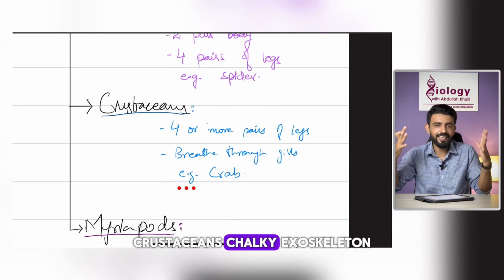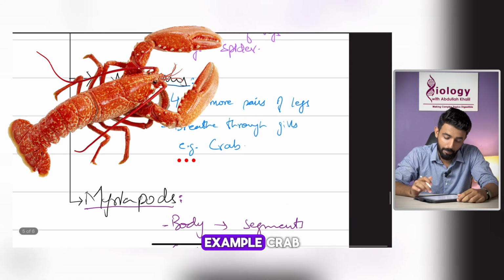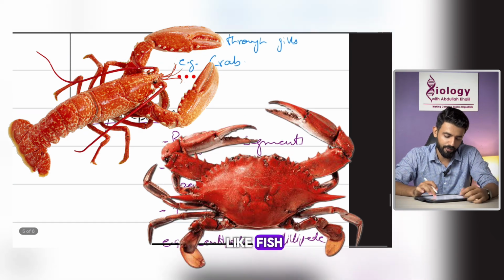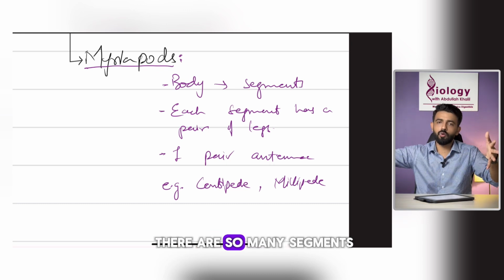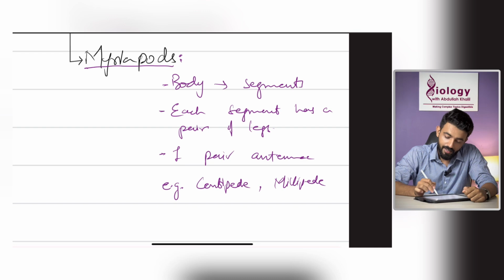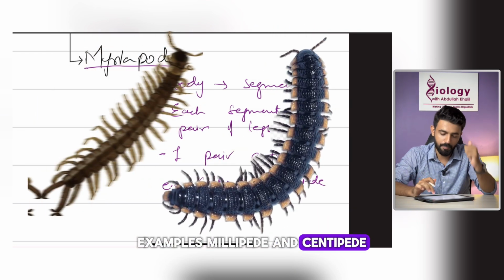Crustaceans, chalky exoskeleton, 4 or more pairs of legs. Example, lobster. Example, crab. And they also have gills to breathe, just like fish. Then we have myriapods. The body is segmented. There are so many segments and each segment has its own pair of legs. And they also have a pair of antennae. Example is millipede and centipede.